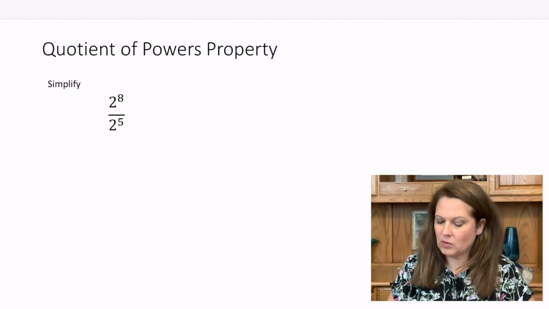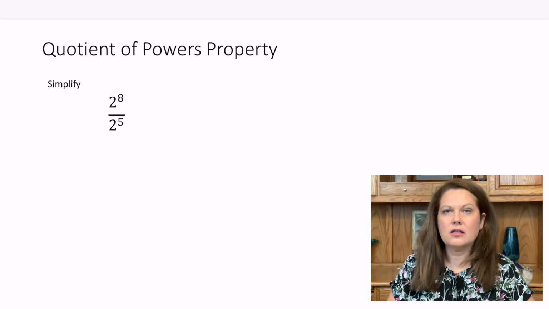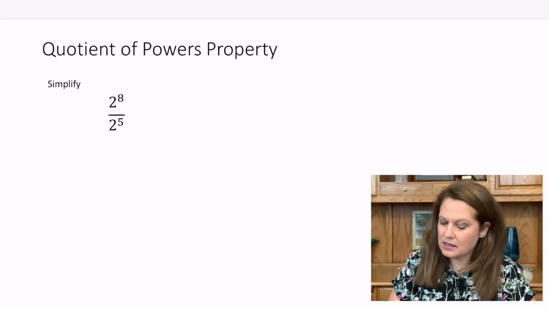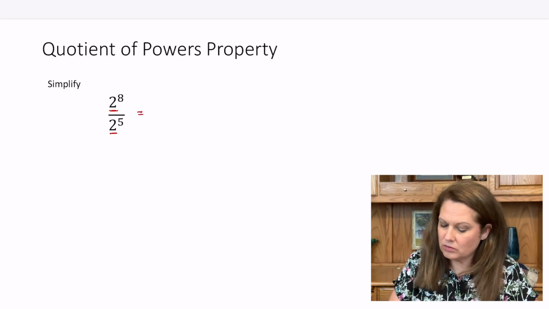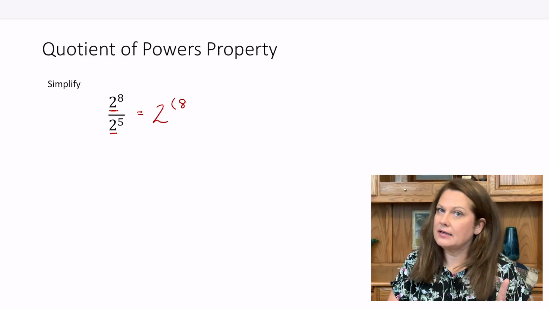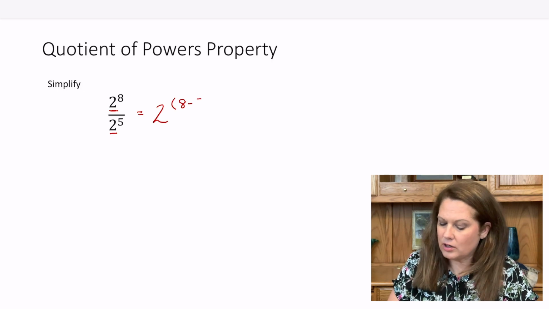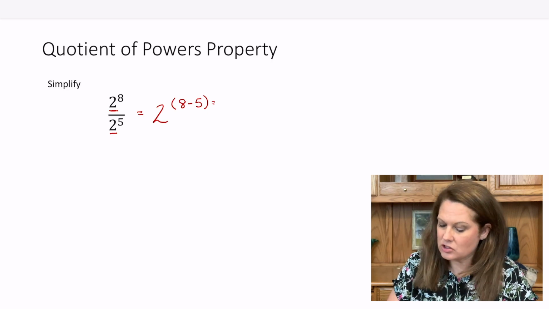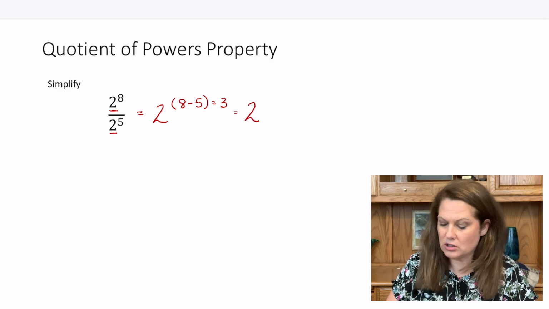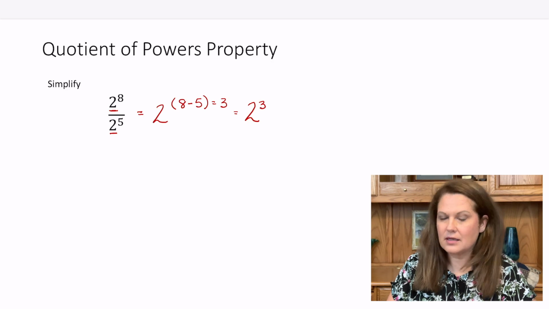So let's take a look at another one. Notice we have 2 to the 8th divided by 2 to the 5th. The first thing we have to check is our bases. Do we have the same base? Yes, we do. The base is 2. Because our base is 2, remember, what's the opposite of adding? Yep, subtracting. We're going to subtract our exponents, 8 and 5. So 8 minus 5 is 3. So 2 to the 8th divided by 2 to the 5th in simplest form is 2 to the 3rd.